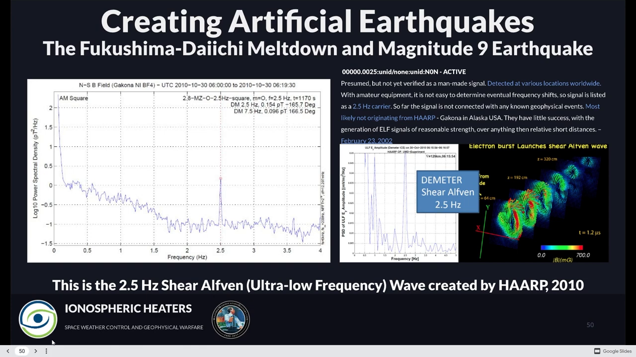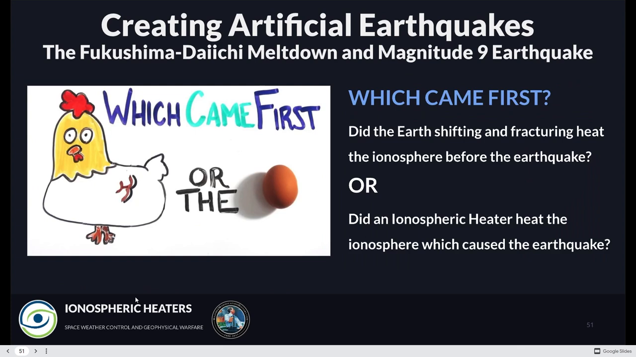So that only leaves the remaining question, which came first, the chicken or the egg? I would tell you the rooster came first, but regardless, which came first? Did the Earth shifting and fracturing heat the ionosphere before the earthquake, or did an ionospheric heater heat the ionosphere, which caused the earthquake? Inquiring minds want to know. What do you think? Let me know in the comments. Have you heard about this before?